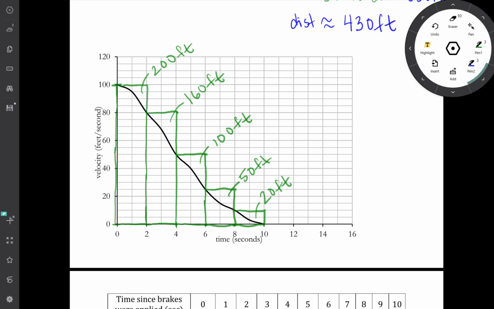Our underestimate, very similar, except now we're going to use the slowest speed. So for the first 2 seconds, we'll use the 80 feet per second. So this is going to be the blue one. For the next 2 seconds, we'll use the 50 feet per second. For 4 to 6 seconds, we will use the 25 feet per second. 6 to 8, we'll use the 10 feet per second. And then 8 to 10, we'll use that final speed of 0 feet per second. So what you're seeing here is green for upper estimate, blue for lower estimate.